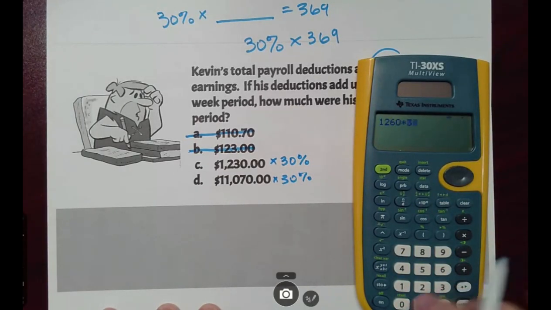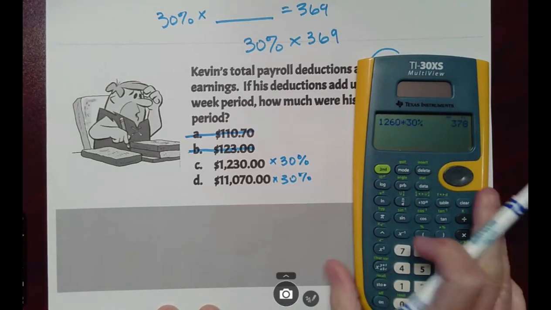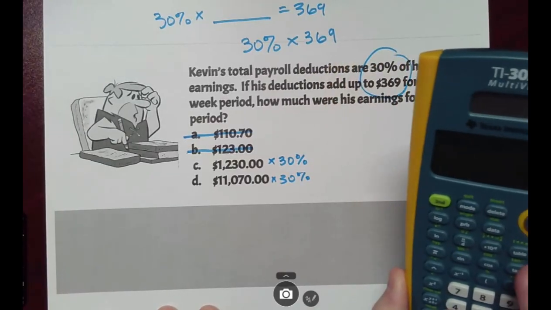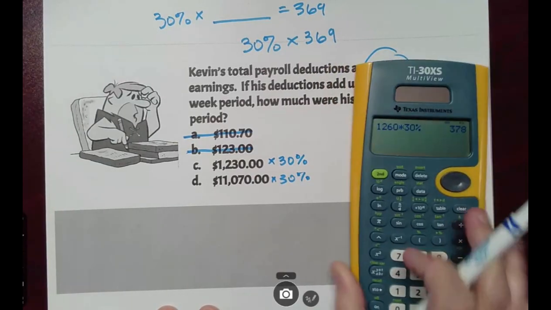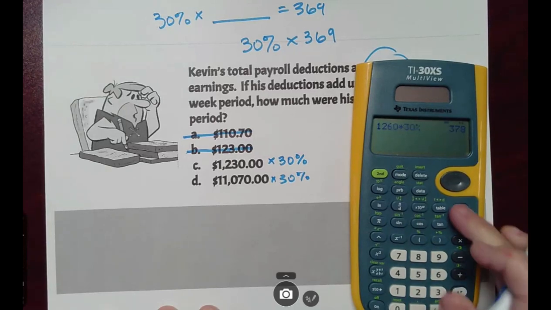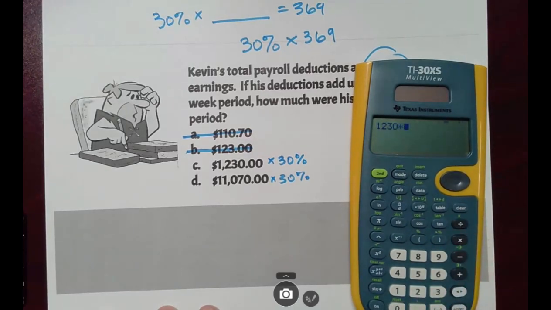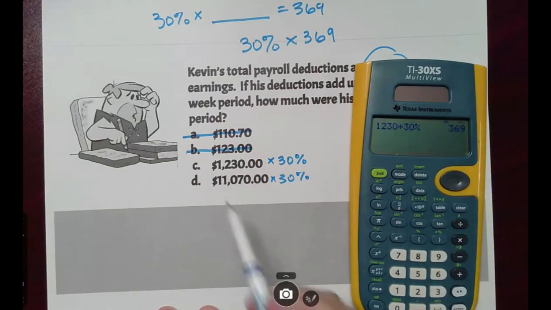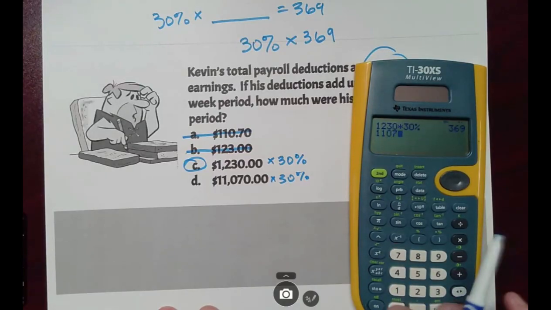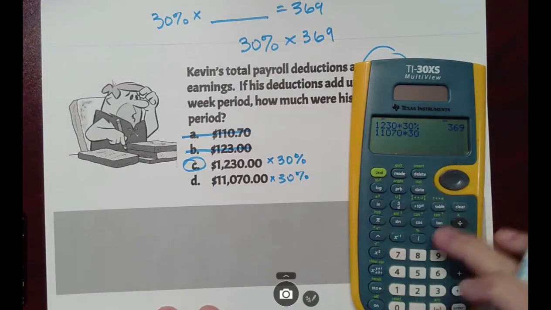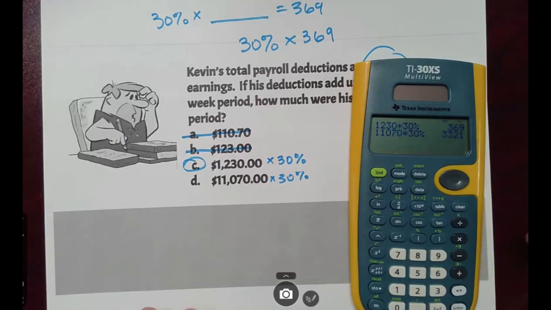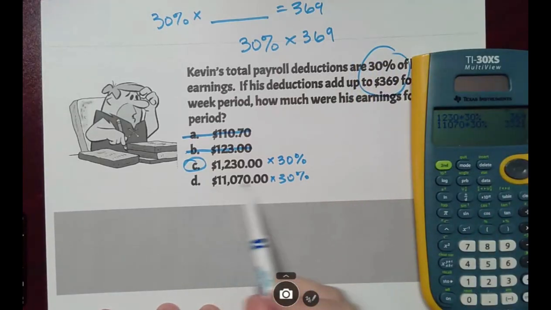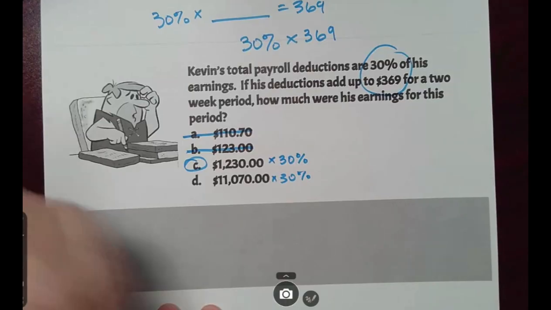$1,230 times 30%. Well, there it is. 370. That says 378. Oh, I did 1260 instead of 1230. Oops. All right, clear. 1230 times 30%, 369. So I know that's my right answer. If I do this other one, $11,070 times 30%, we get $3,000. But like I said before, I could probably eliminate that just based on common sense.